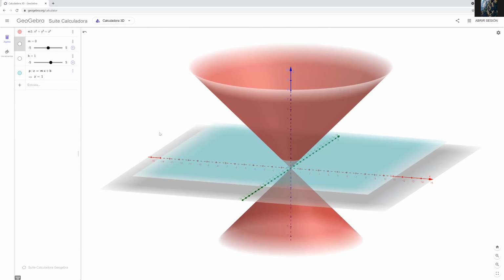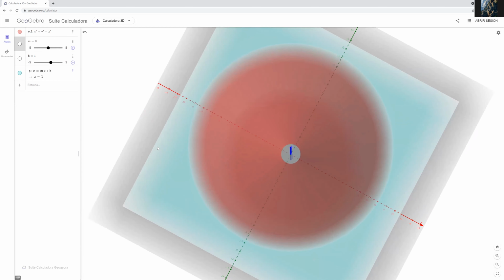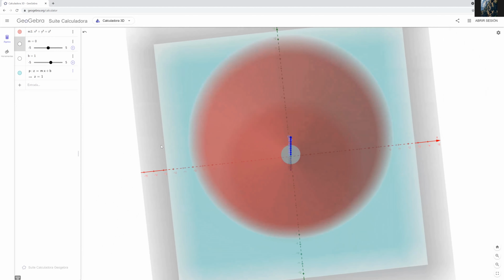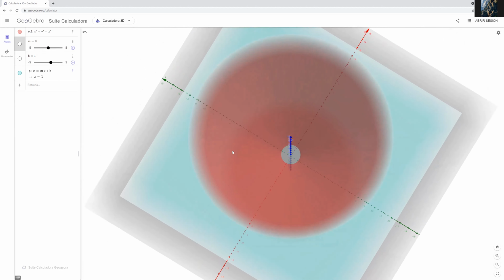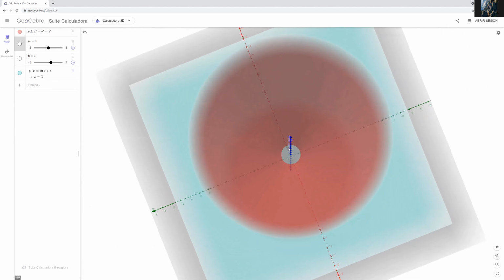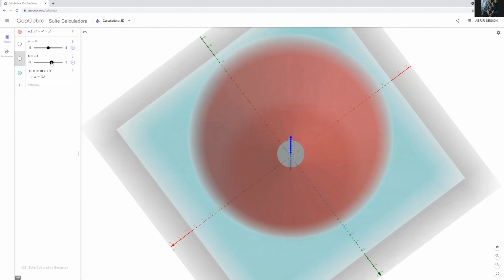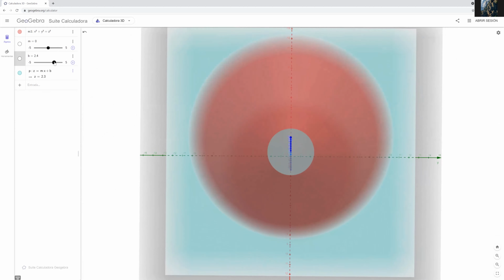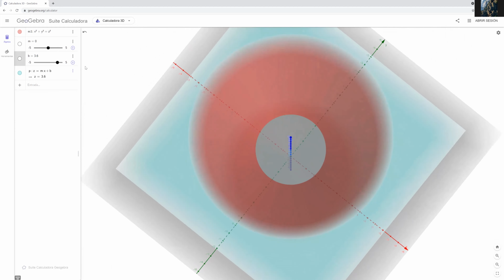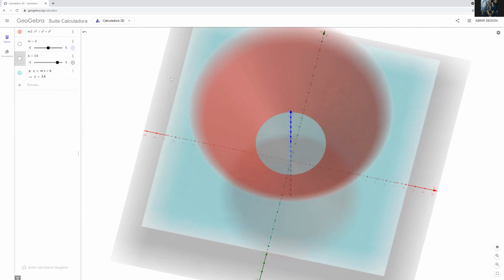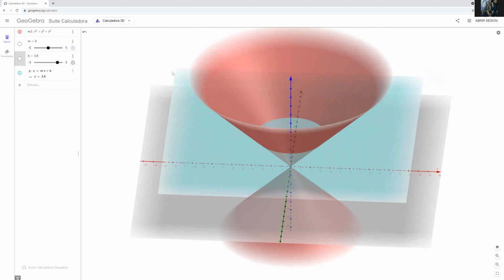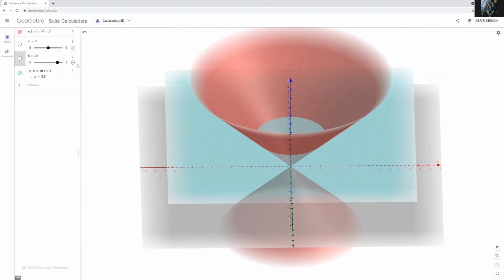First of all, the first conic that we have is a circle. If you see the shape of the intersection here between the plane and the cone, it's a circle right here in the middle. If we modify the height of the plane, what we are seeing is that the circle grows in its radius, and that is just because we're moving the plane up and down in our three-dimensional space.